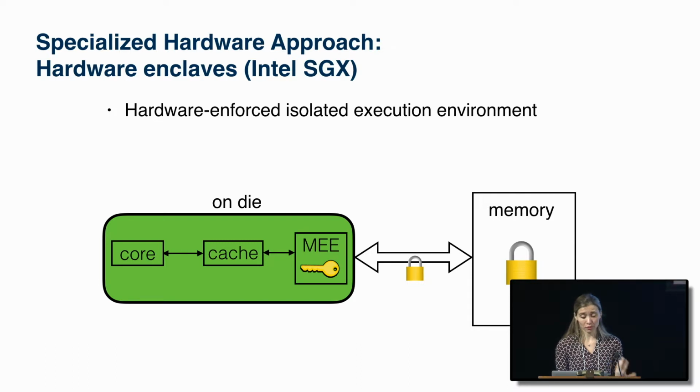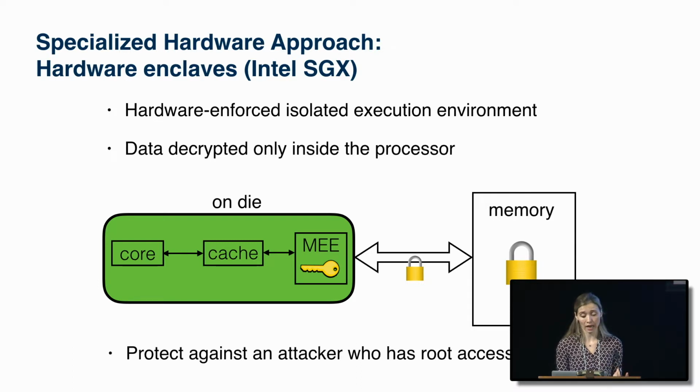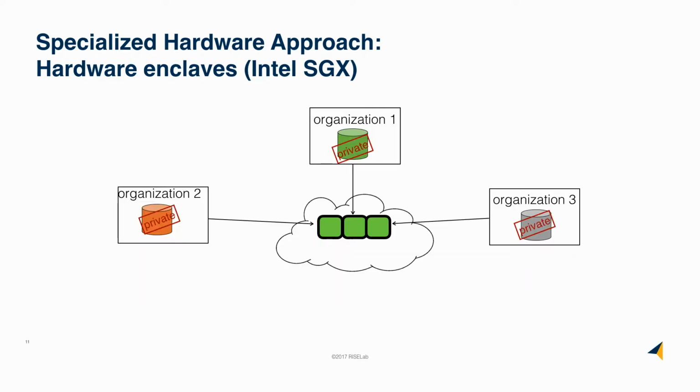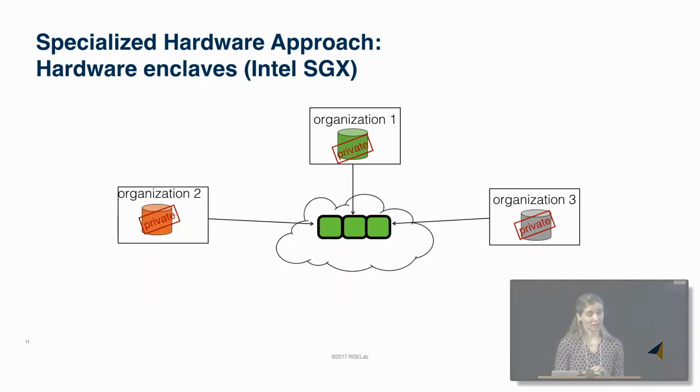And this protects against a very strong attacker, because even if the operating system were to be compromised, or even if an attacker were to have root access, or have compromised the entire software stack on a machine, they cannot see what's inside the processor. Okay, you would theoretically have to do a very strong hardware attack that's not clear how to do without destroying the secrets. So here's how we would do coopetitive learning with hardware enclaves.